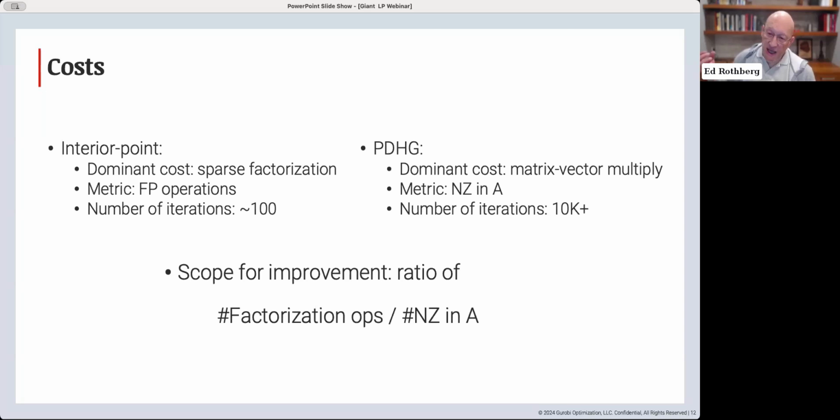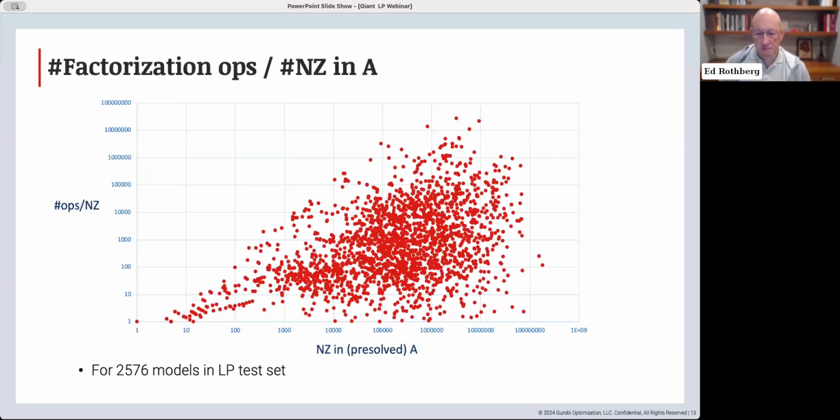So if we're comparing the cost of the interior point solver versus the cost of PDHG, we can get some sense of the relative cost by looking at the ratio of the number of factorization ops, the number of operations required to perform the Cholesky factorization for the interior point method, divided by the number of non-zeros in A, which is basically the cost of doing the sparse matrix vector multiply for PDHG. And we can plot these numbers.